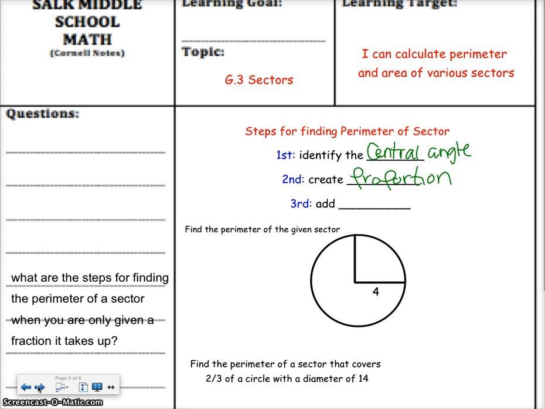And then what you do is add around. So maybe give yourself a visual of what a sector is. Just make a little sector. And when I say add around, that means you go r, radius, plus r, another radius, plus this part of the circumference, which is also known as the arc length. They're synonyms. It really doesn't matter which word you use.